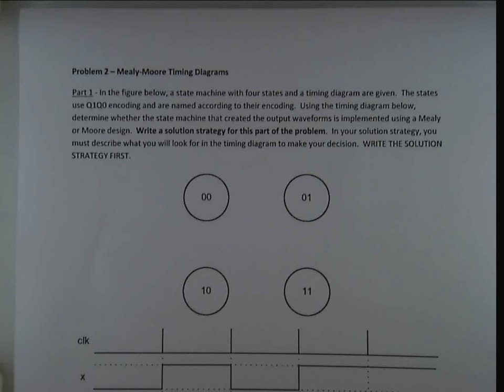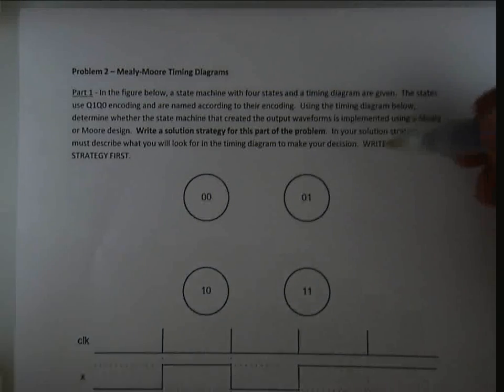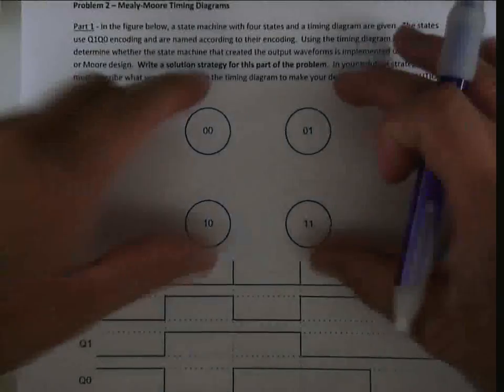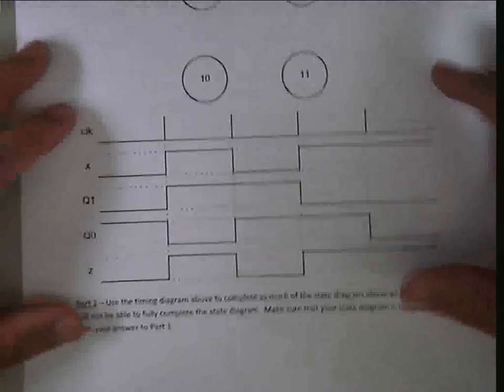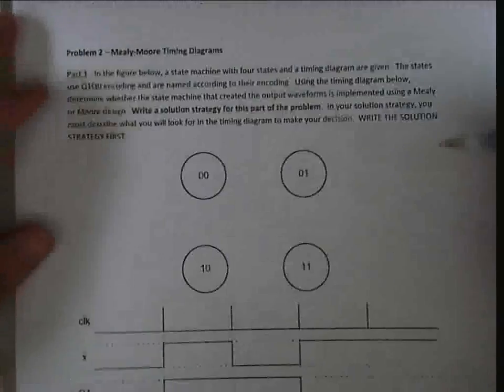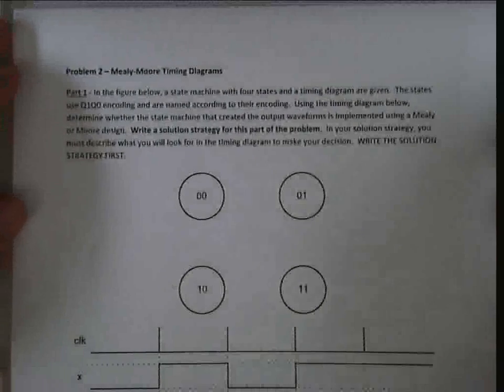This is the solution video for problem set 9, problem 2. And in this problem, we need to decide whether or not the state machine below, shown here, we have the 4 state bubbles and their timing diagram. We need to determine if this is a Mealy or Moore machine.